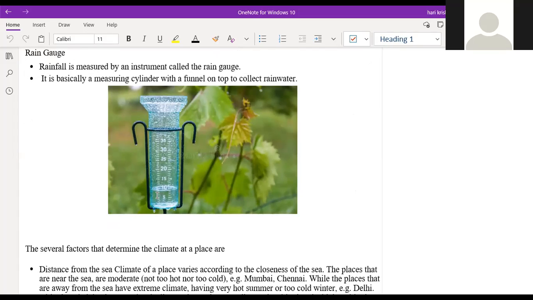Generally, if you see weather news reports, they'll say this many centimeters of rain is falling, right? 100 centimeters rainfall. They tell it in centimeters only. We can see one scale here. With the help of this scale, they will calculate and tell how much rainfall is falling there.